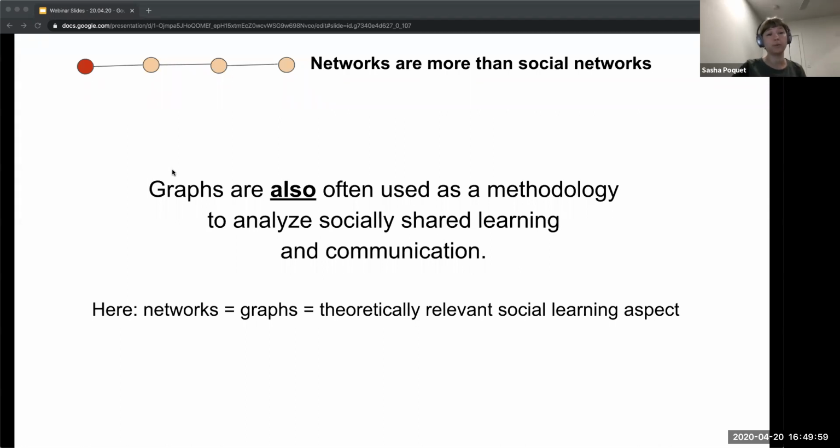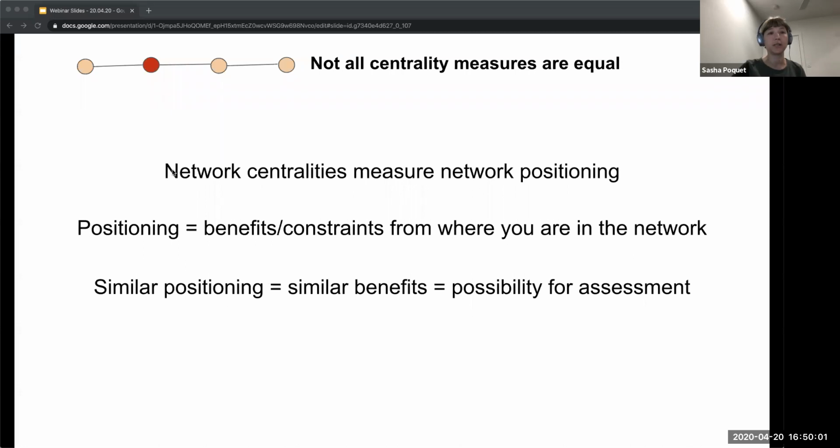And that moves me to my second core message on the next slide, which is not all centrality measures are equal. So as you may know, network centralities measure network positioning. It's an encapsulation of relational data to a single point that describes a learner or a node in a graph in this sense. But the shift from centrality to positioning is also a theoretical one, because positioning implies that where you are in the network means that you have certain benefits and certain constraints.